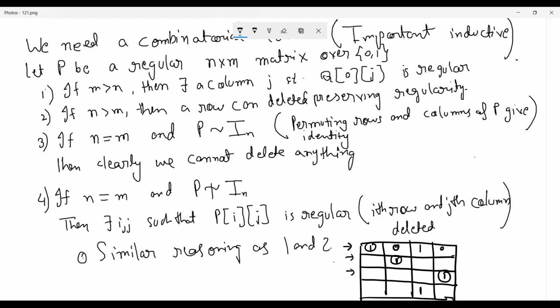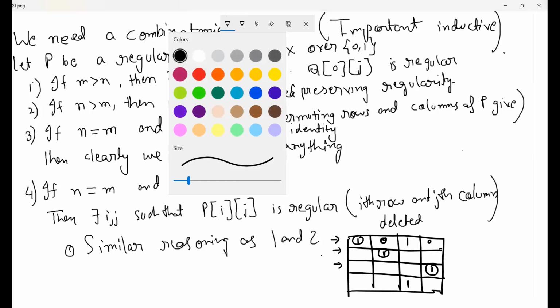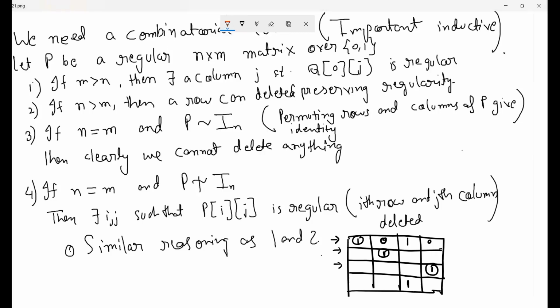Yeah, let's try to concretely understand which column can we remove, or let's say which row we can remove. Let's maybe think about that. So certainly we can remove the last row, right? We can remove the last row.